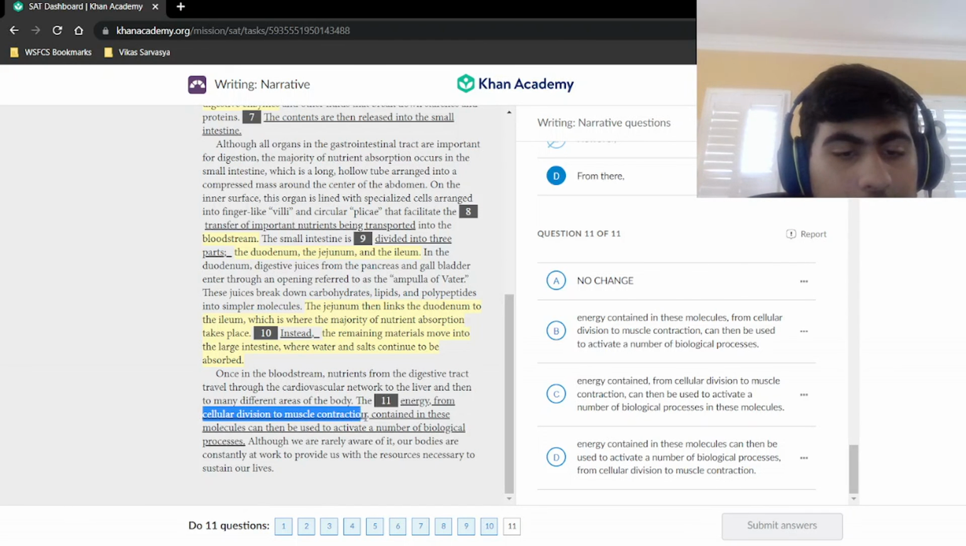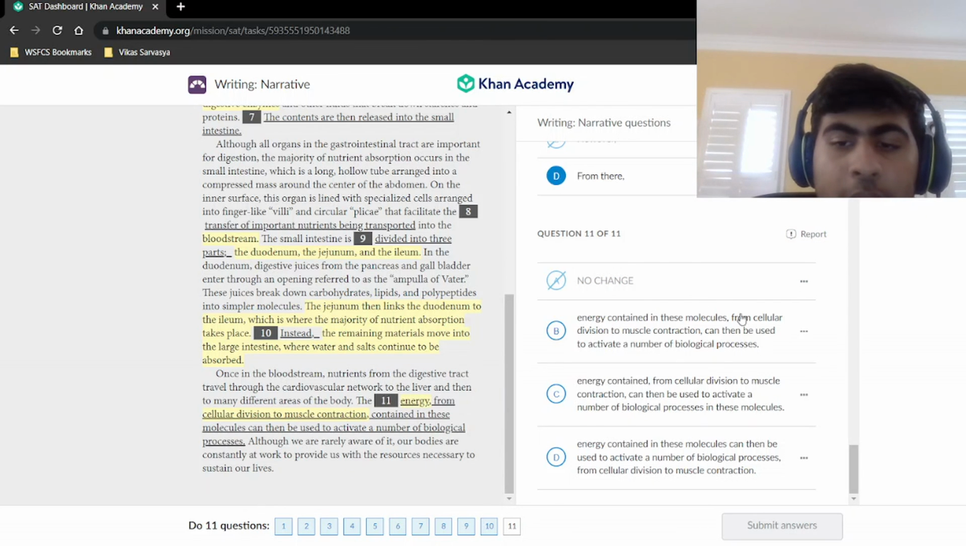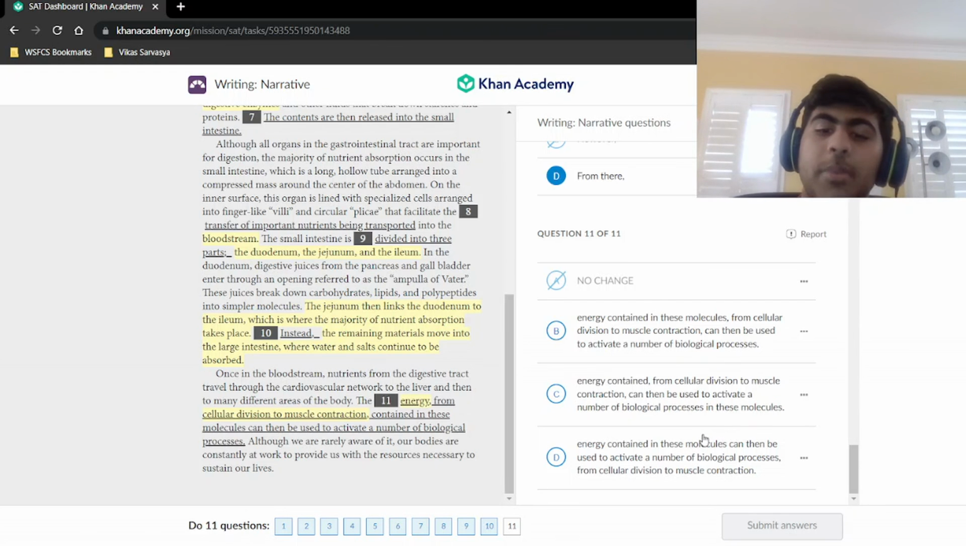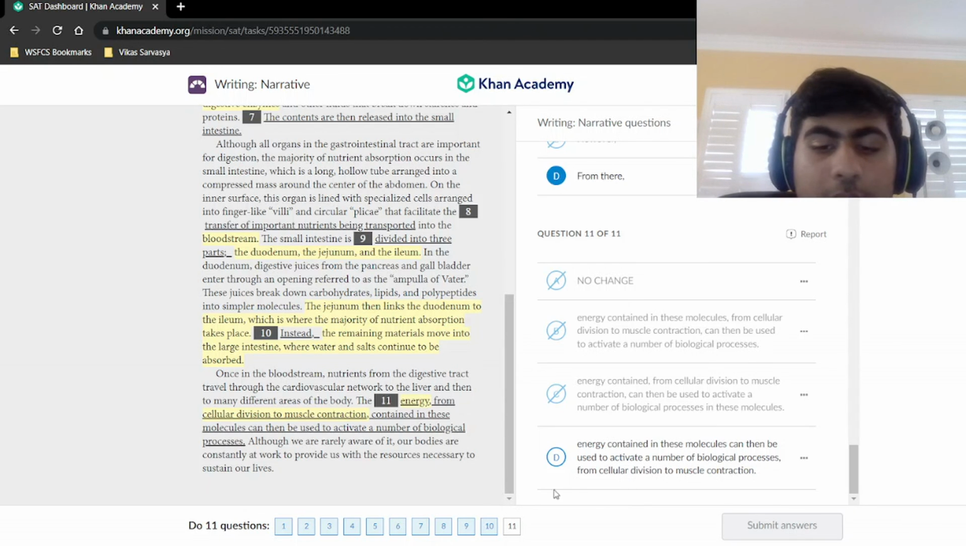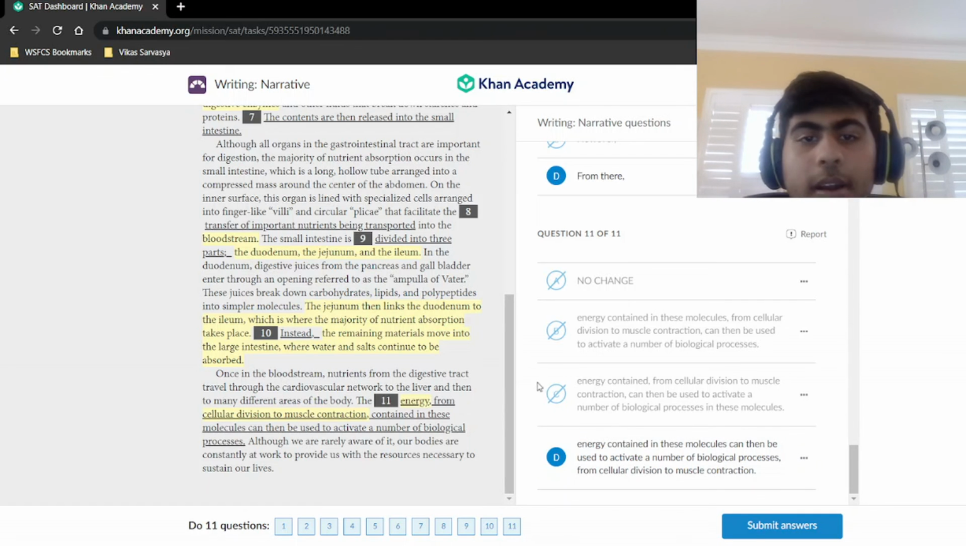The cellular division and muscle contraction is not the energy itself, so that doesn't work, so that's incorrect. Since the energy contained in this molecule is from cellular division to muscle contraction, this is still not this energy. This cellular division and muscle contraction are the biological processes, so they should go after the words biological processes. They're not the energy, as we see energy contained. They're used to activate a number of biological processes from cellular division to muscle contraction. That is the correct modifier.